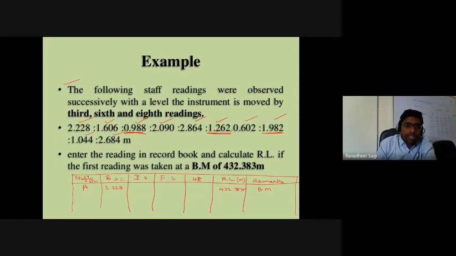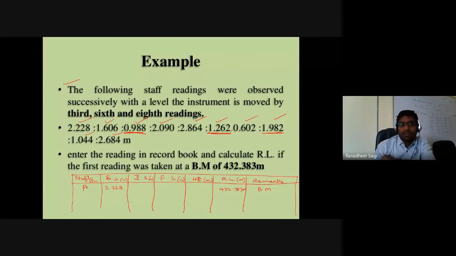So all this backside data is to be represented in meters, intermediate side data in meters, foresight data in meters, height of instrument, whatever we are trying to calculate will also be in meters. Okay. So 2.228 is to be represented under your backside because that's the first reading. After which reading the instrument is getting shifted?